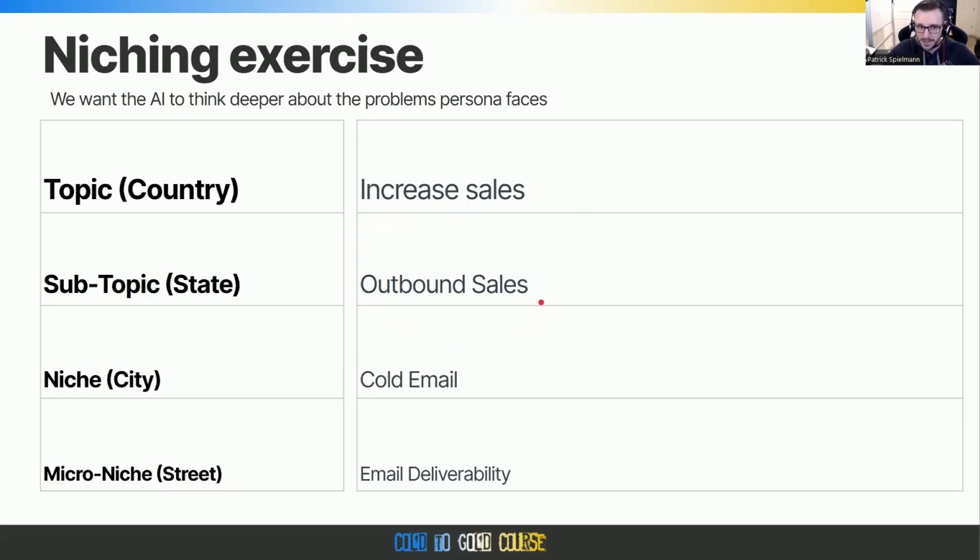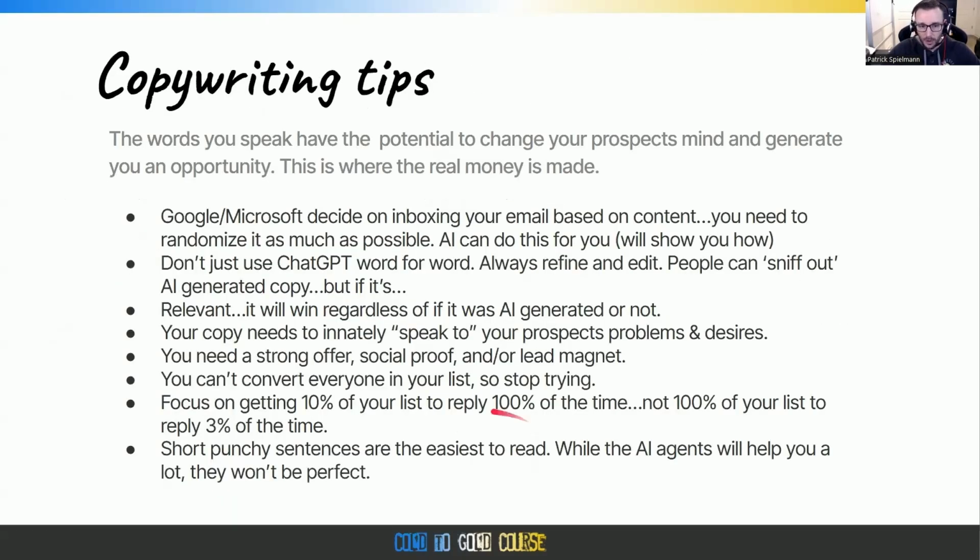So it might be outbound sales. Then we want to niche that into maybe cold email. And then we want to niche cold email into maybe deliverability. So the further we get down, the more we're going to stand out and the more likely we can focus on getting 10% of your list to reply 100% of the time instead of 100% of your list to reply 3% of the time.